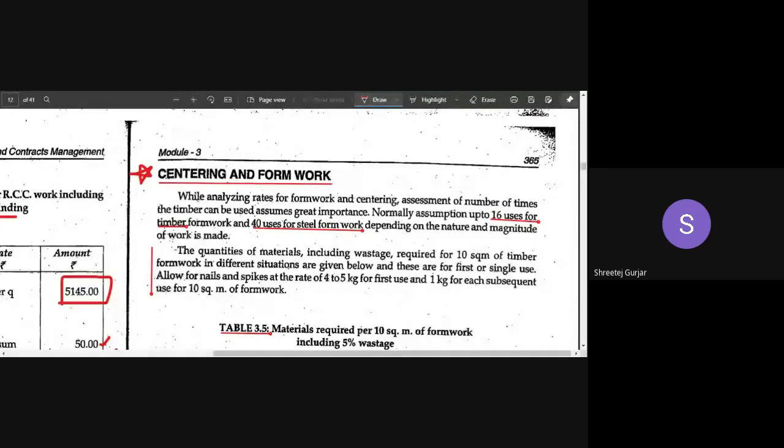So the next important thing we have to analyze the rate for is centering and formwork. The material that we use for centering and formwork is what? We usually use timber or we use steel. We have two materials, timber or steel.